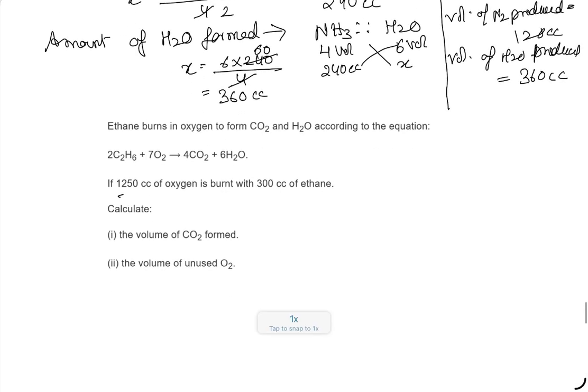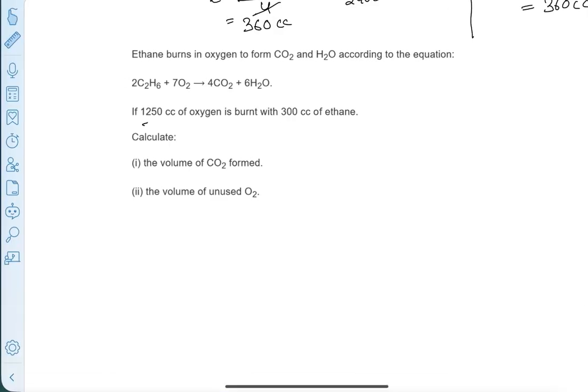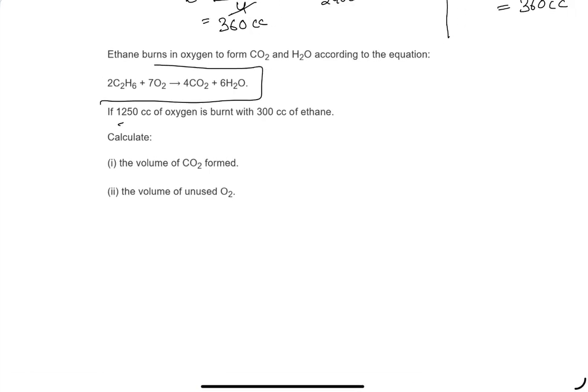Now look at this question again. There is a reaction given where ethane is burned in oxygen, forming CO2 and H2O. It's a combustion reaction. They have given some cc of oxygen burned in ethane, and you have to calculate two parts. It's a 2-mark question: volume of CO2 formed, and volume of unused oxygen. The same thing we are going to apply here.